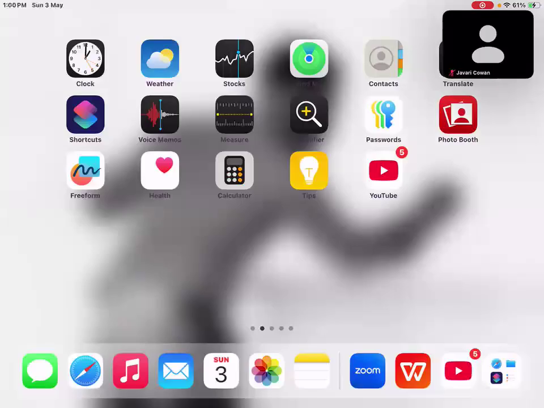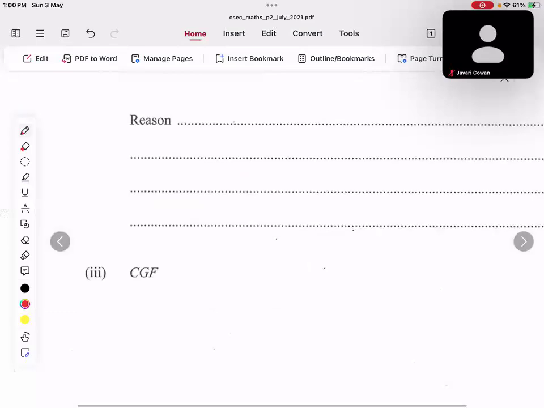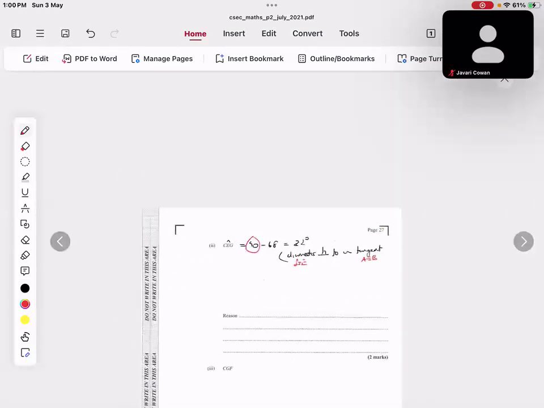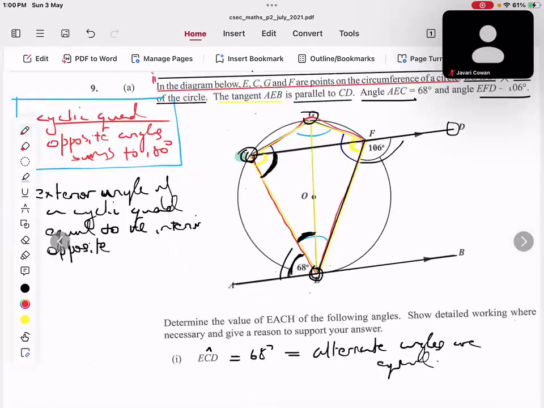All right, moving on to the next one. CGF. Let's go over our diagram. C is right here again. Where's G? G is up top. That's a G, right? I think so.